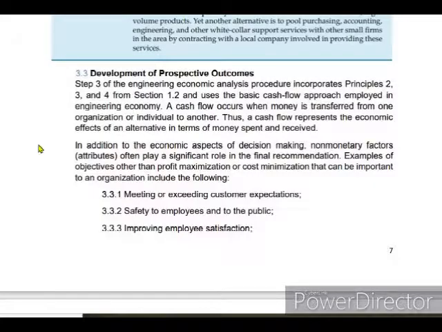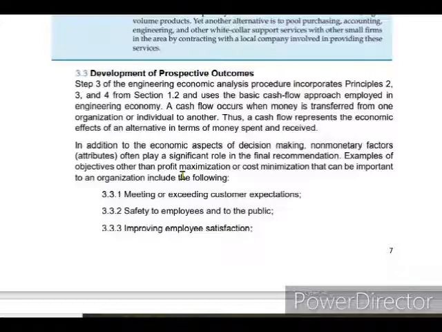Now let's go to 3.3, development of prospective outcomes. So step 3 of the engineering economic analysis procedure incorporates principles 2, 3, and 4 from section 1.2. So these principles are incorporated here and use the basic cash flow approach employed in engineering economy. So a cash flow occurs when money is transferred from one organization or individual to another. Okay, that is why it is called cash flow. Okay, the movement of money from one entity to another. So thus, a cash flow represents the economic effects of an alternative in terms of money spent and received.